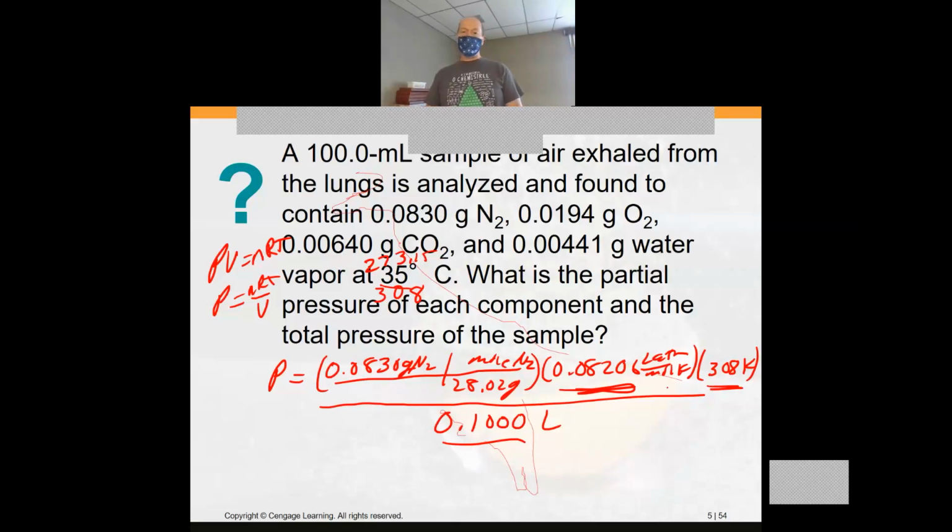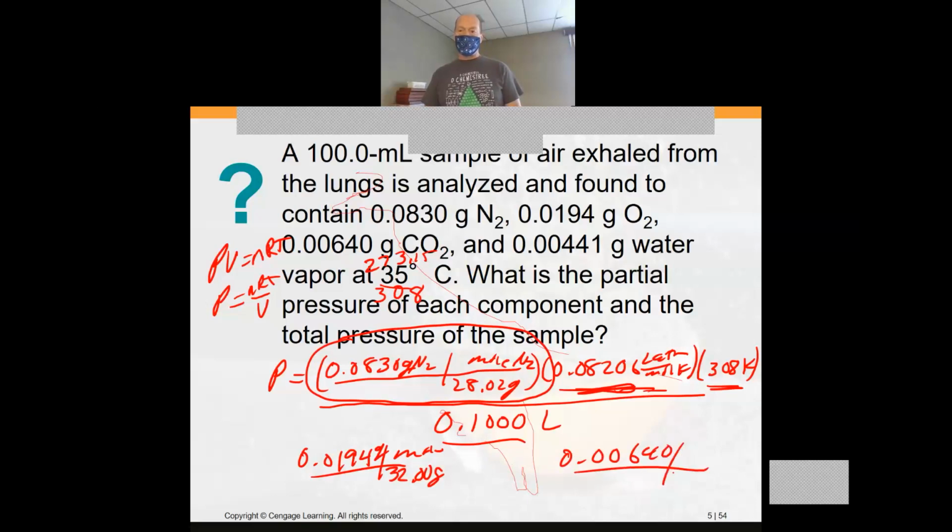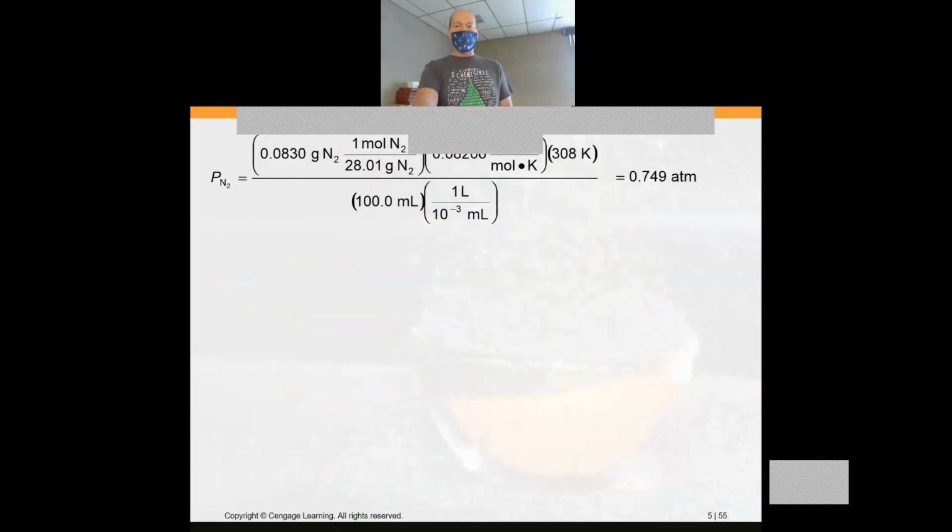They all are at the same temperature, so the only thing that's going to change is the moles. When you do oxygen, you're putting in 0.0194 divided by 32.00 grams per mole. Those other numbers are the same, and you're going to get an answer. For your CO2, 0.00640 divided by 44.01 grams per mole. So you just have to convert all those to moles and then multiply the moles by RT divided by V. And that's going to give you the partial pressure of all of those components.